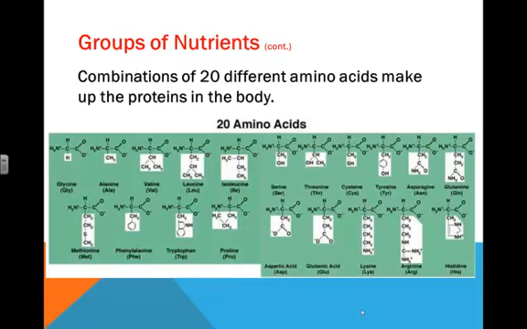There are 20 different amino acids that make up all the proteins in our body. So just imagine if you had 20 different building blocks, and you can use them in a different order and a different quantity, how many different proteins can be made.